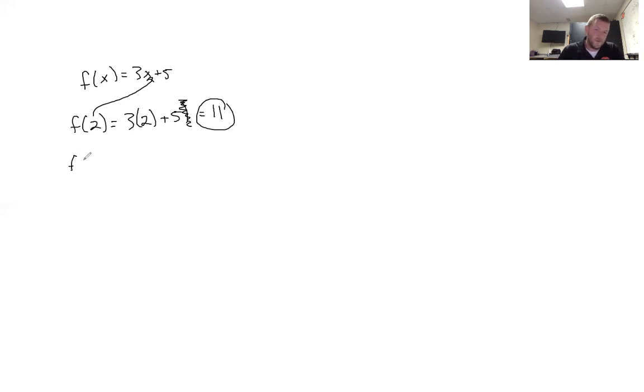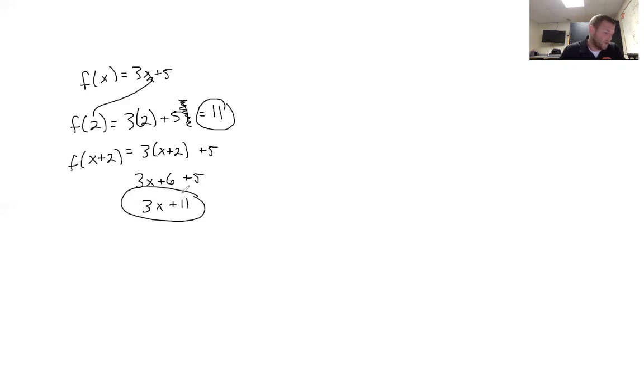The next one, f of x plus 2. Again, you replace x with whatever in here. So it's 3 times x plus 2, plus 5. Just FOIL or distribute. Simplify. 3x plus 11. The last one, f of x squared. Replace the x with whatever in here. So 3 x squared plus 5. 3x squared plus 5.